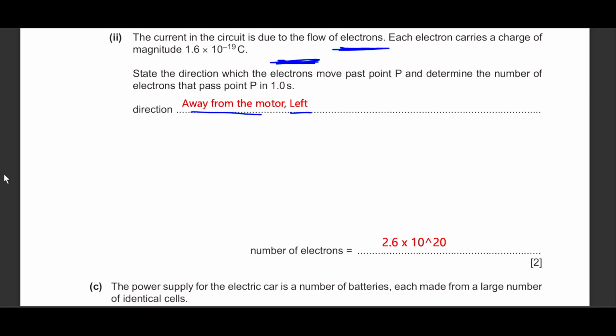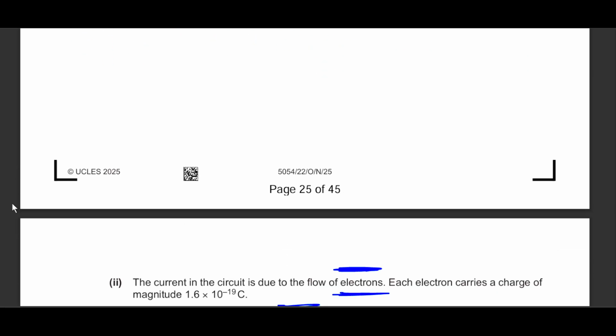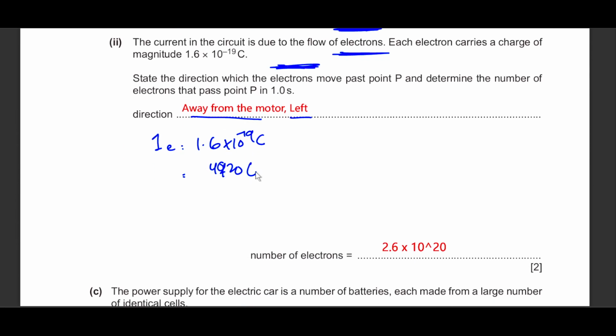Now he's asking about the number of electrons. What we can do is very simple. If one electron has 1.6 times 10 to the power minus 19 coulombs, then how many electrons will be in the previous number, which is 4920 coulombs of charge? When you do cross multiplication, the number of electrons you're going to get is 3.075 times 10 to the power 22.